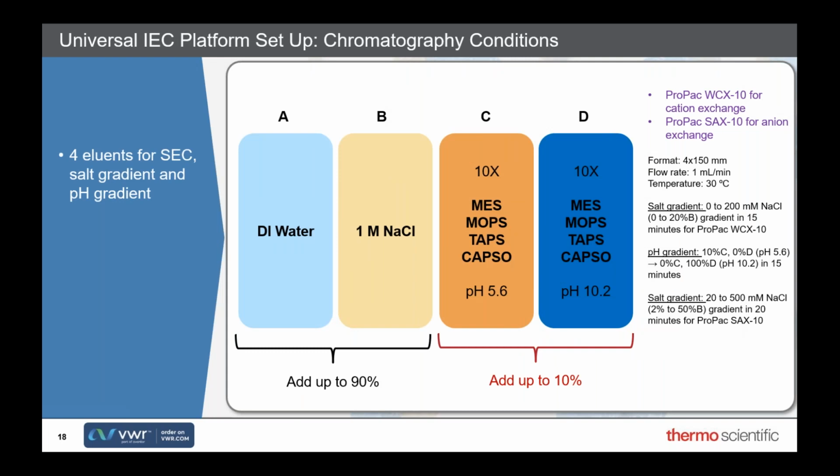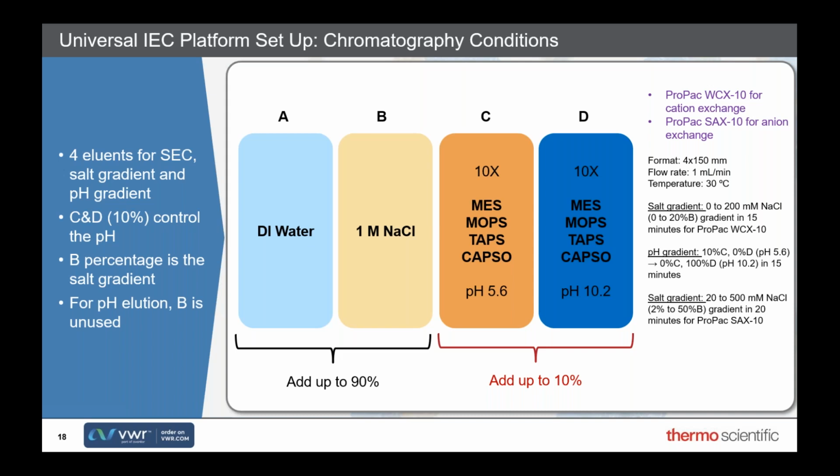So moving along in complexity a bit, let's now take a quick look at choosing buffers for a universal IEC setup. Using a quaternary gradient pump, the 4 elements shown on screen can be used for SEC, salt gradient elution for anion or cation columns, and also for pH gradient elution for cations. The ratio of the elements C and D to the right of the screen at a total of 10% will determine and control the pH.